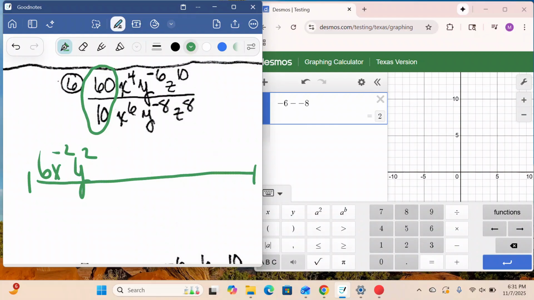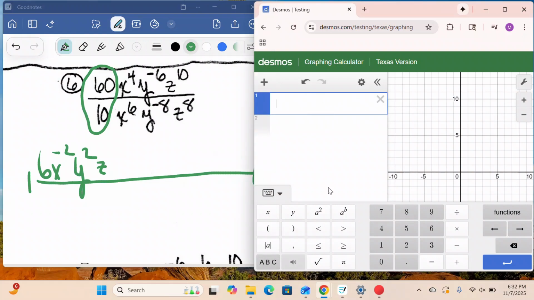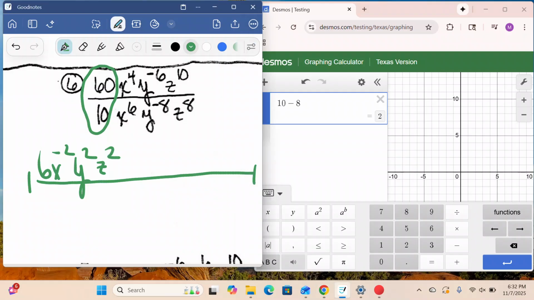Then I have a pair of z's, and I'm going to put a z there. So what I'm going to do is subtract 10 minus 8. Well, I don't know what 10 minus 8 is, so all I do is place it on the Desmos calculator, and it gives me 2.